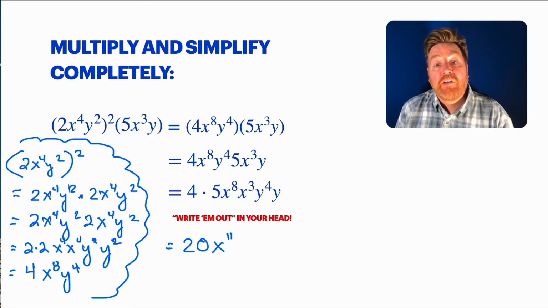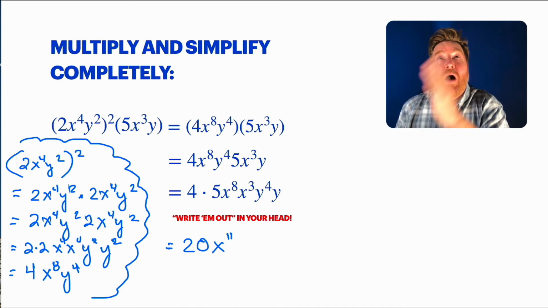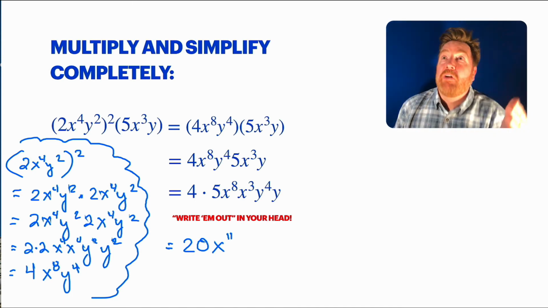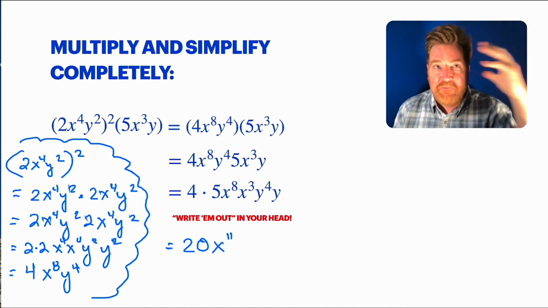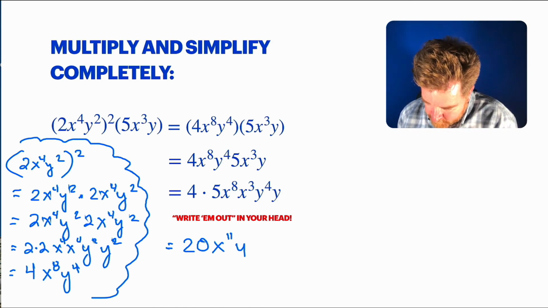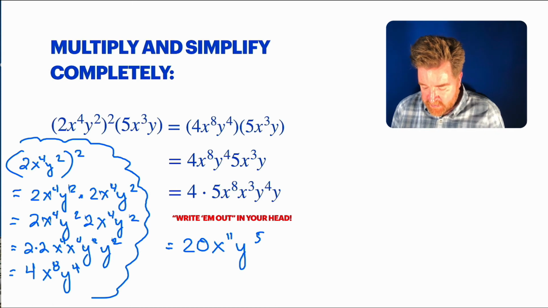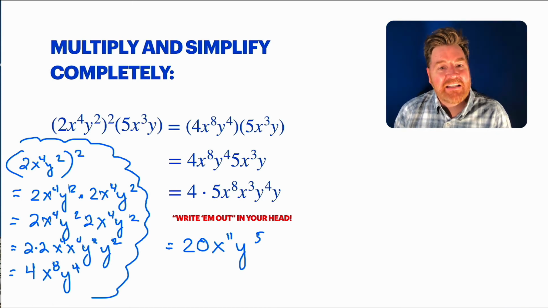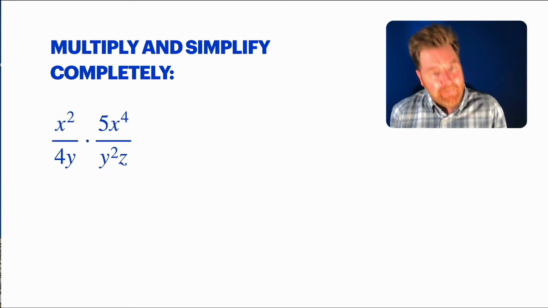So y to the 4th times y. So y to the 4th is y times y times y times another y. I'm seeing 5 y's in my head written down. Good. There we go. Guys, the final answer is 20x to the 11th, y to the 5th. Nice work. How about this guy?